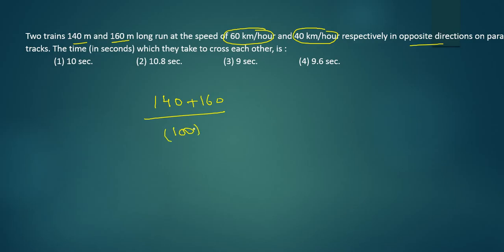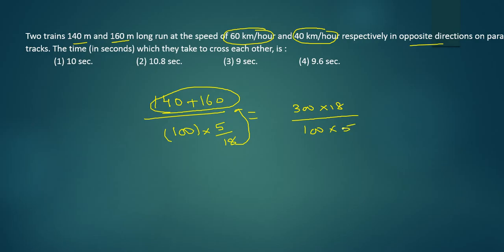Now listen carefully here. This is given in kilometer per hour and this is in meters. So I have to convert it into meter per second. To convert to meter per second, I have to multiply it by 5 by 18. So this is equivalent to 300 into 18. What is this 300? 140 plus 160, 300. I take this 18 to the numerator, divided by 100 into 5. On simplification, 0 and 0 will get cancelled. 54 by 5, which is equal to 10.8 seconds. The answer is option 2.